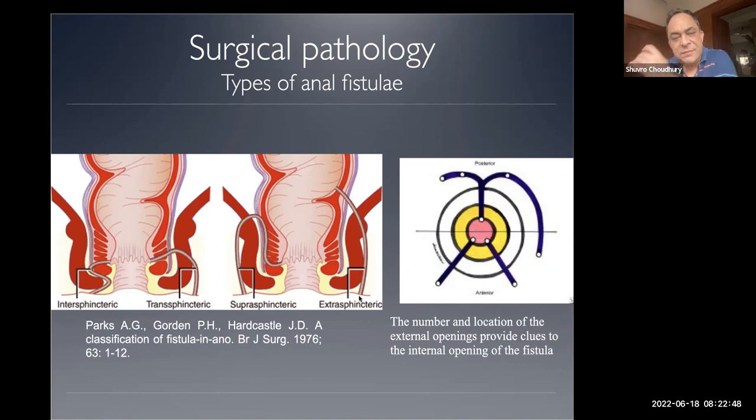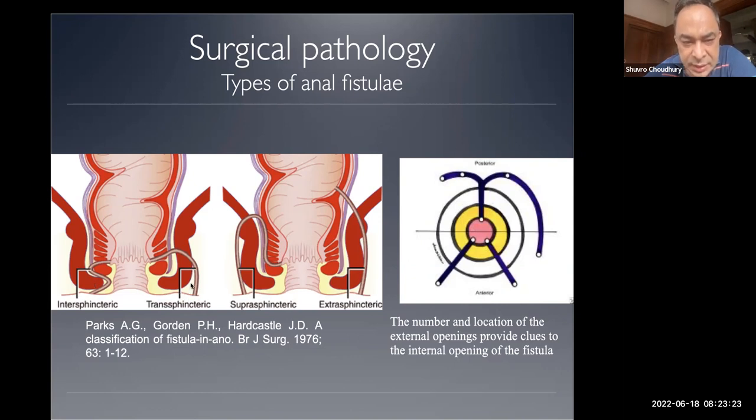It is only the 5% of cases of extrasphincteric fistula, which starts outside the external sphincter, goes above the levator plate to enter the rectum. It does not enter the anal canal. This is the extrasphincteric fistula, typically seen in patients with Crohn's disease. So if you exclude this 5%, 95% of fistulas will have their internal opening at the dentate line. The tract may be different: intersphincteric, transsphincteric, suprasphincteric.